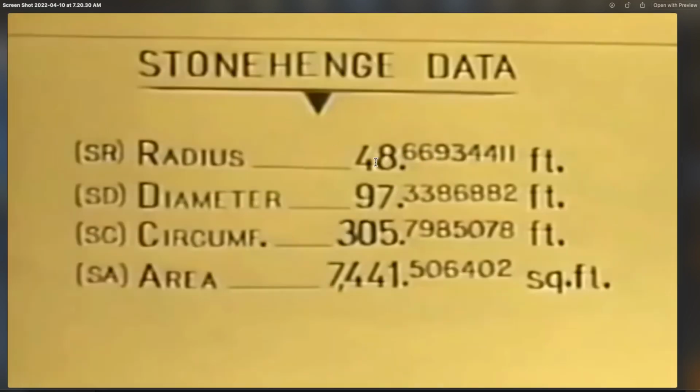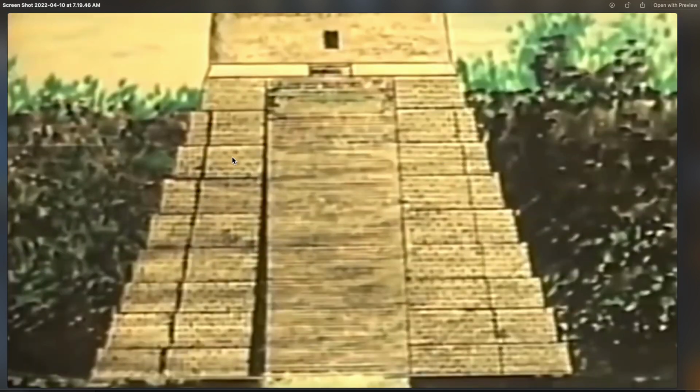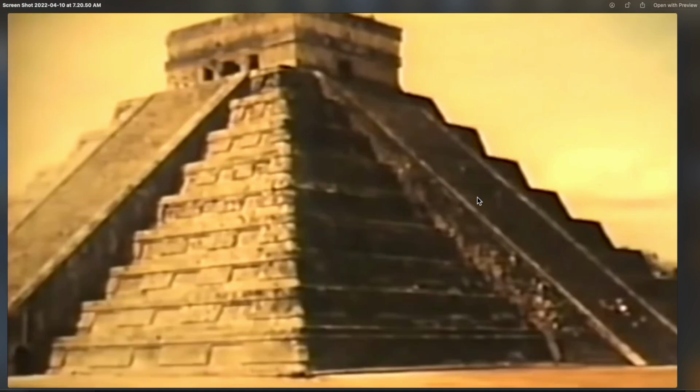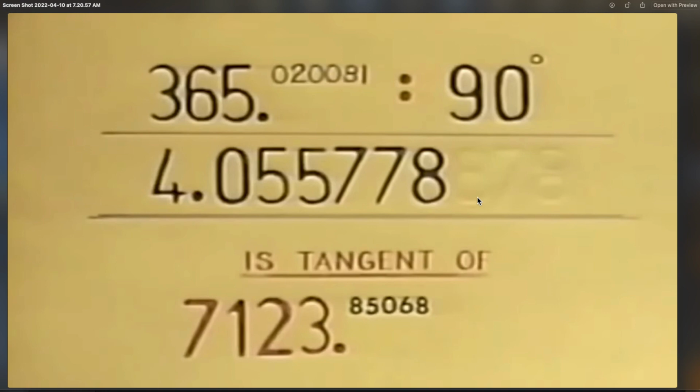It's the radius of Stonehenge, 48.66934411. Not a joke. The position of Temple 4 in Mexico, the Mayan pyramid, its literal position, is the radius of Stonehenge, y'all. It's all connected. Now let's go back to the Pyramid of Kukulkan, aka Quetzalcoatl.